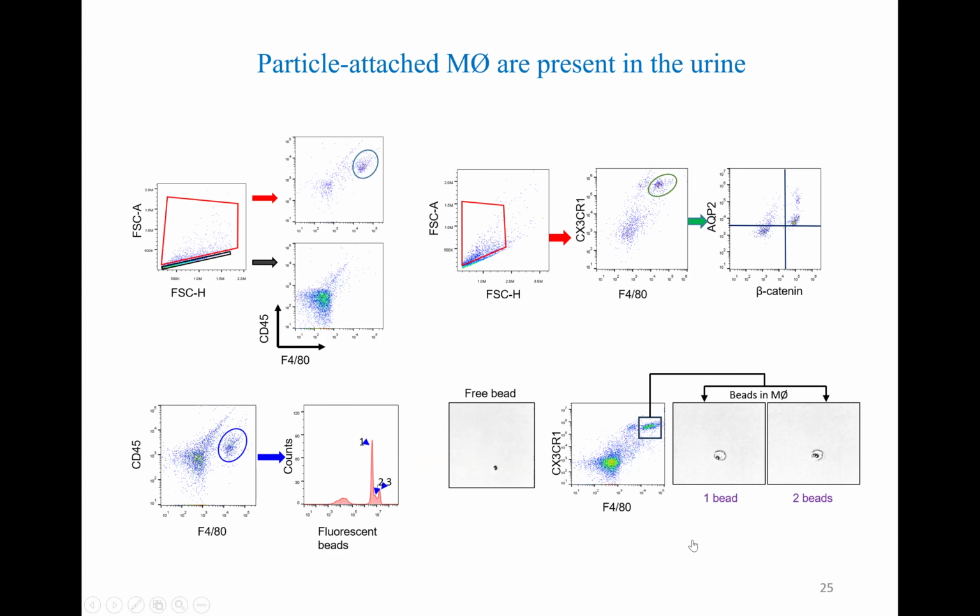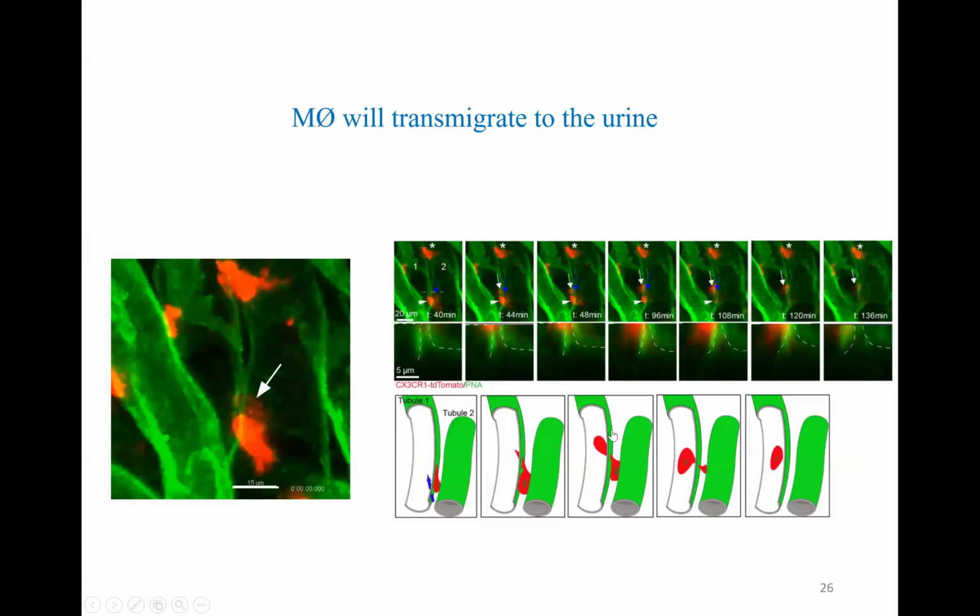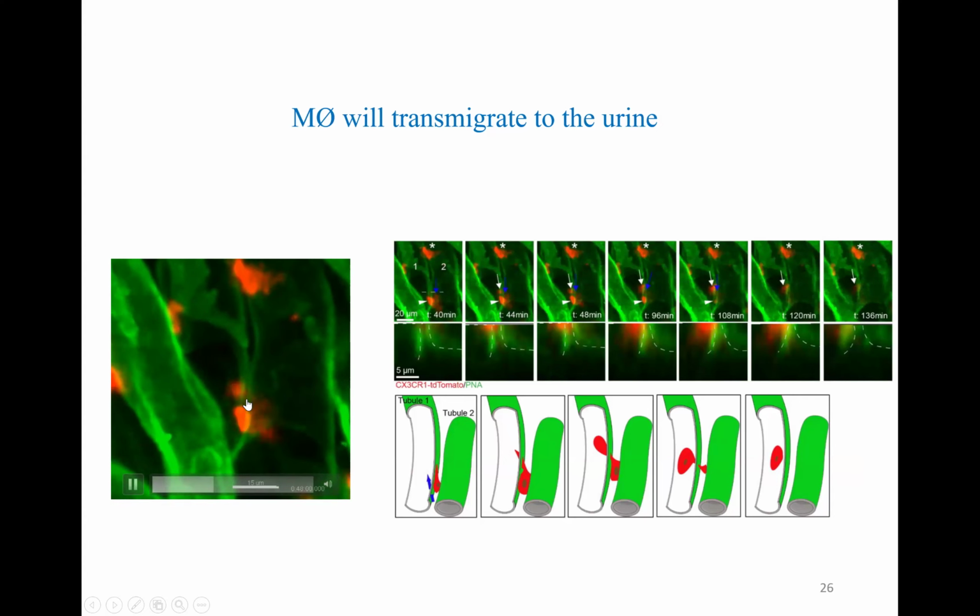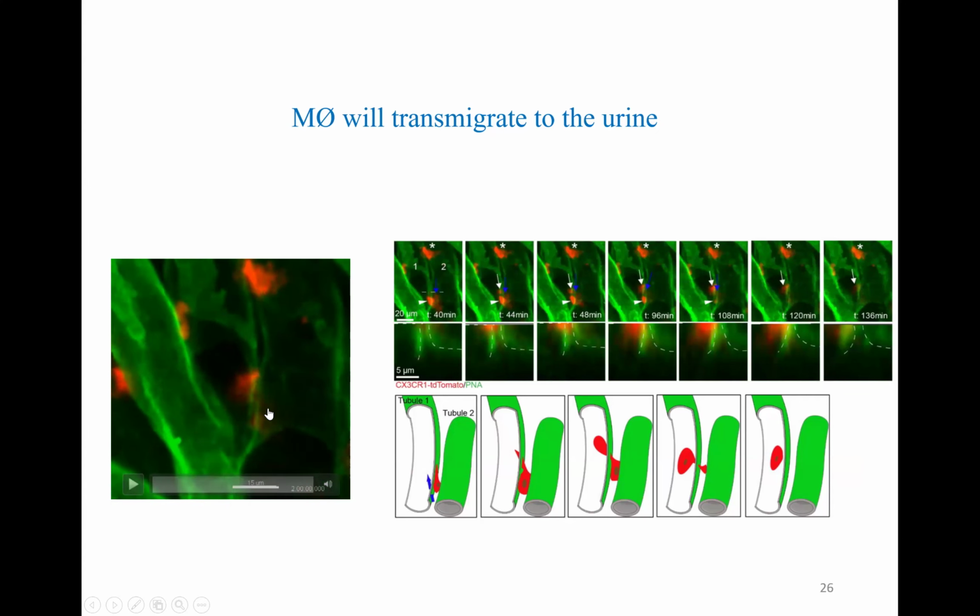A direct evidence of macrophage transmigration to the tubule lumen was derived from two-photon microscopy. The video shows that a macrophage first resided in the interstitium between two tubules, and then it squeezed into the transepithelial tunnel made by its protrusion and gradually appeared in the lumen of the tubule at the left side.